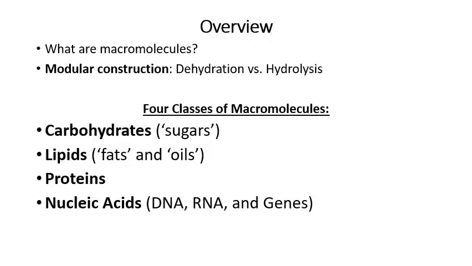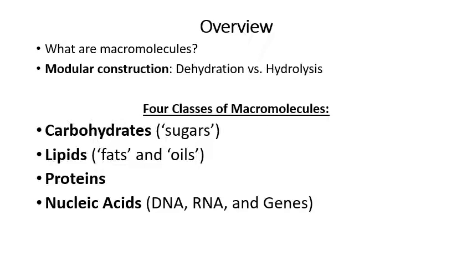So what I'm going to discuss first is what exactly are macromolecules and how are they made. They're made through something called modular construction because you put together a series of the same small parts, and if you put together enough of them in slightly different combinations, you can achieve a great deal of diversity amongst really big, really complicated, really important macromolecules.